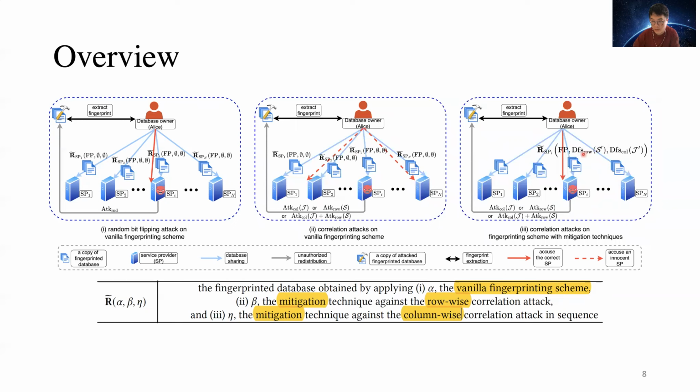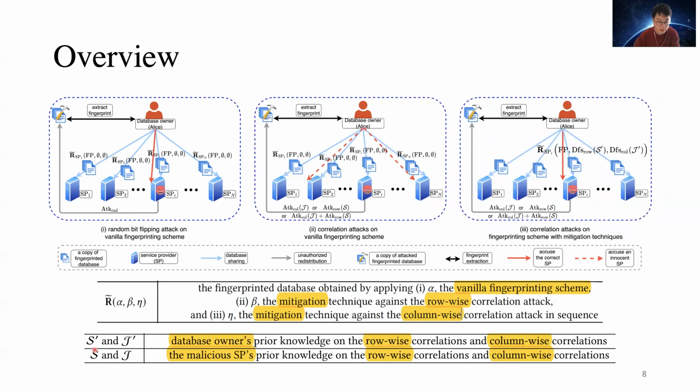Finally, we show that if the database owner further applies our proposed mitigation techniques after the vanilla fingerprinting scheme, then even though the bad guy still uses the correlation attack, the database owner can still accurately identify that this one should be responsible for the data leakage.